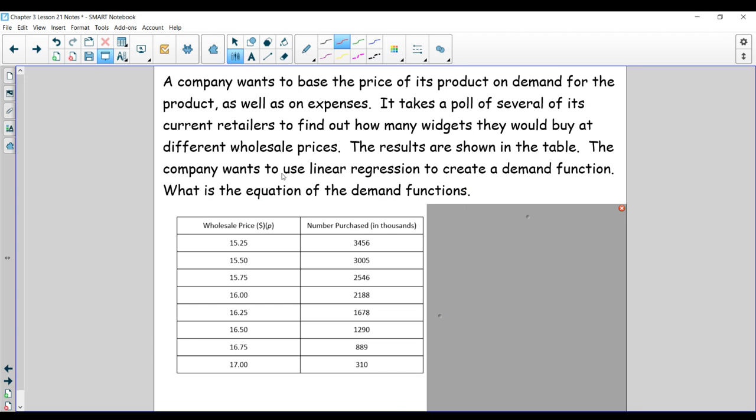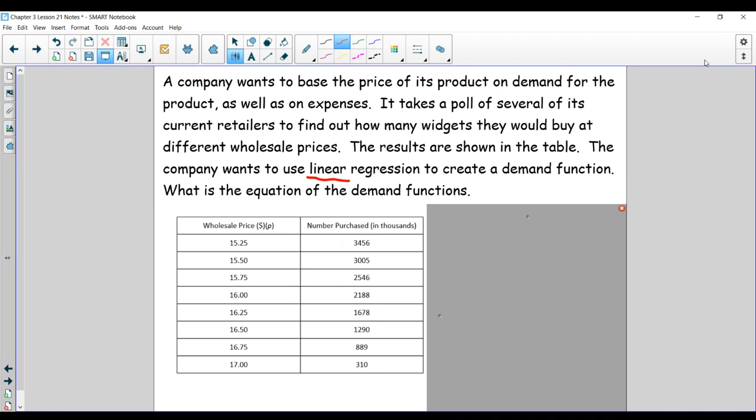All right, last question. A company wants to base the price of its products on demand for the product as well as on expenses. It takes a poll of its current retailers to find out how many widgets they would buy at different wholesale prices. The results are shown. The company wants to use linear regression. We'll be doing other regressions as we move through the chapters, but right now we're just going to do linear. To create a demand function, what is the equation of the demand function?